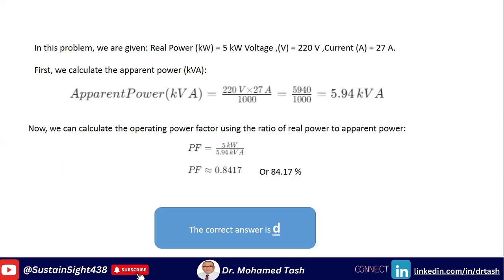So in this problem, we are given the real power, which is 5 kilowatt. We also have the voltage, 220 volt, and the current, 27 ampere. We will first need to calculate the apparent power by multiplying the voltage by the ampere. And we can now calculate the operating power factor, which will be 84.17 or 84%. So the correct answer is D.